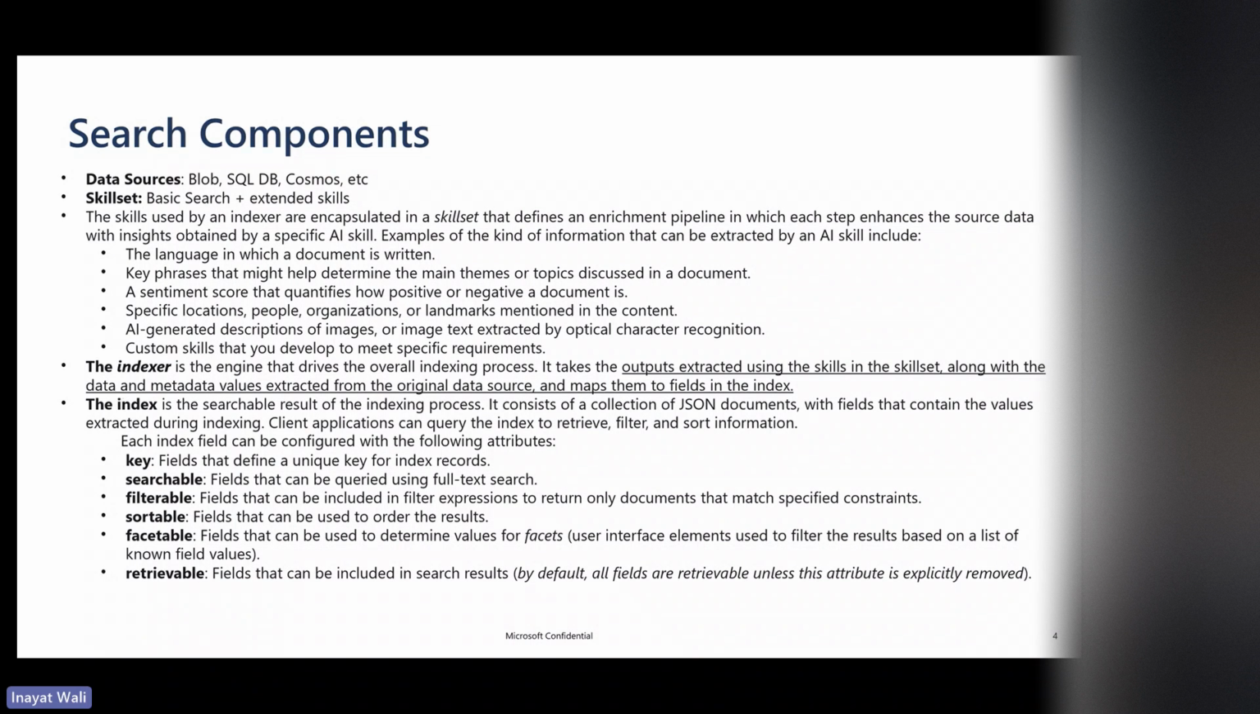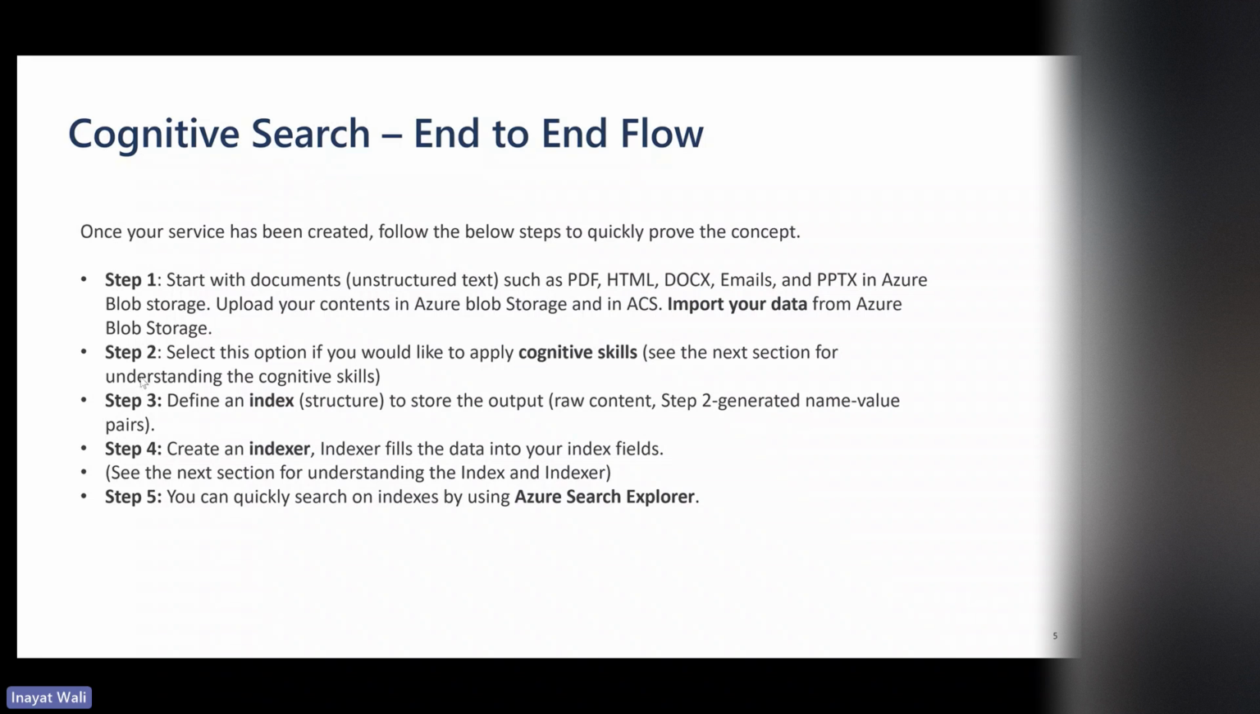So let's jump into the demo. The overall process: step one, we're going to set up the scan, where we process sets of documents. In our example it will be blob storage. Then we're going to apply cognitive skills, using the pre-built cognitive skills which are already available. Then we're going to define an index. The indexer will pull this information and populate the index, and then we're going to do the searching capability on top of that. So let's quickly dive into the demo.